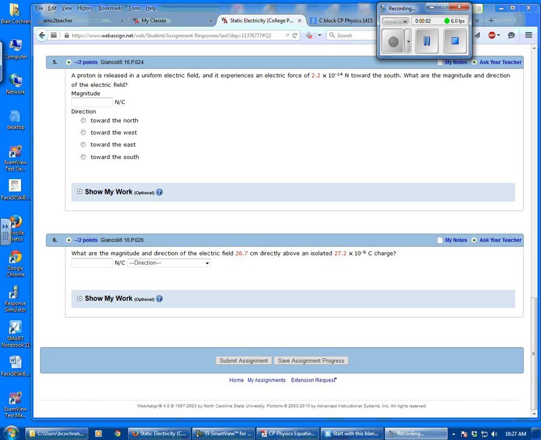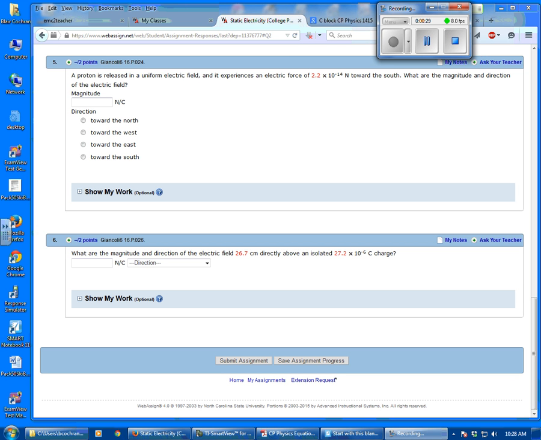All right, so we'll start with number 6 here on the static electricity assignment. What are the magnitude and direction of the electric field 26.7 centimeters directly above an isolated 27.2 times 10 to the minus 6 Coulomb charge?